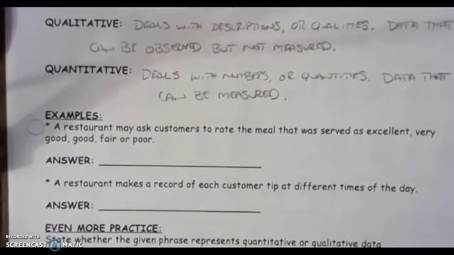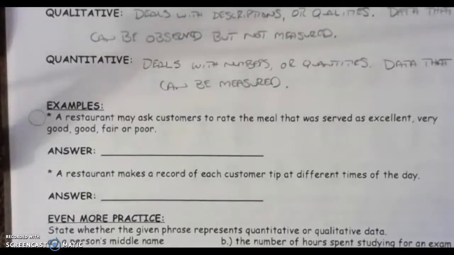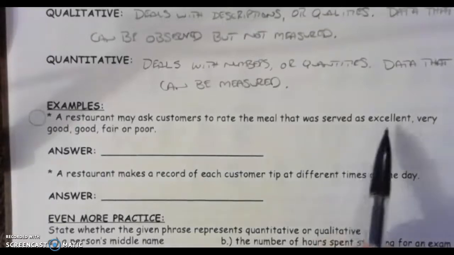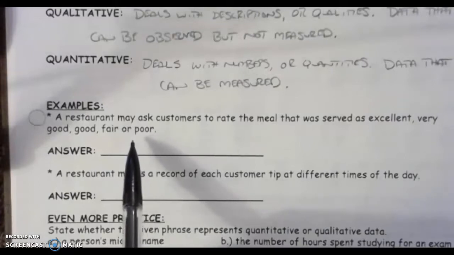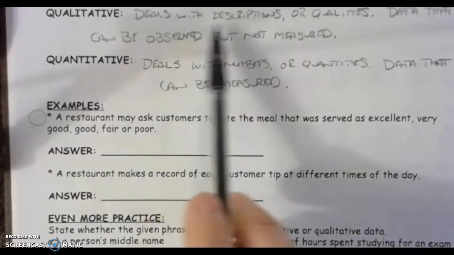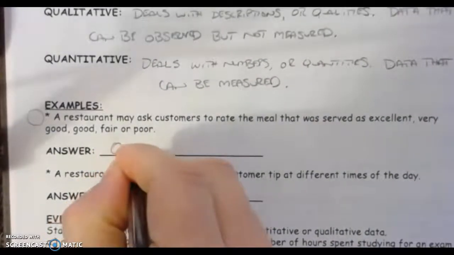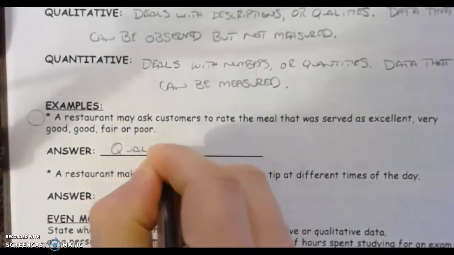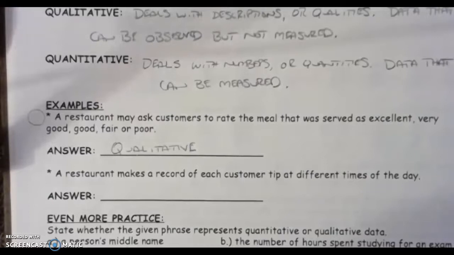In our first example, a restaurant may ask customers to rate the meal that was served as excellent, very good, good, fair, or poor. We want to know what kind of data this ranking system would be. You can see by these words that they use, excellent, very good, good, fair, poor, that these are how you would describe a meal. You're describing the meal in these ways, and data that deals with descriptions or qualities is called qualitative data. So this type of survey is qualitative. The data that you would get from this would be qualitative data.